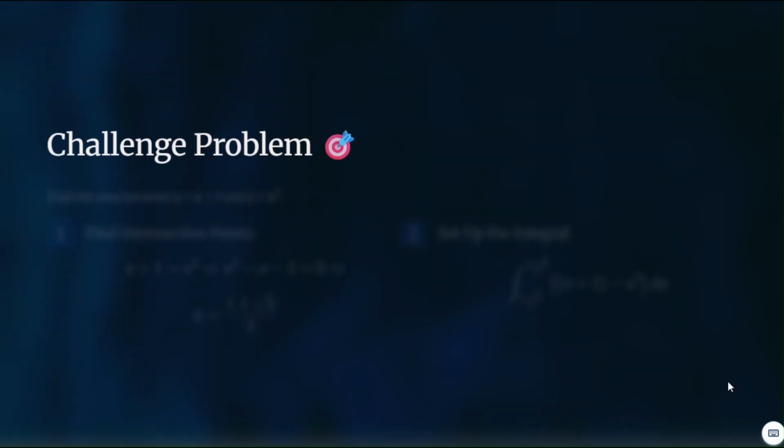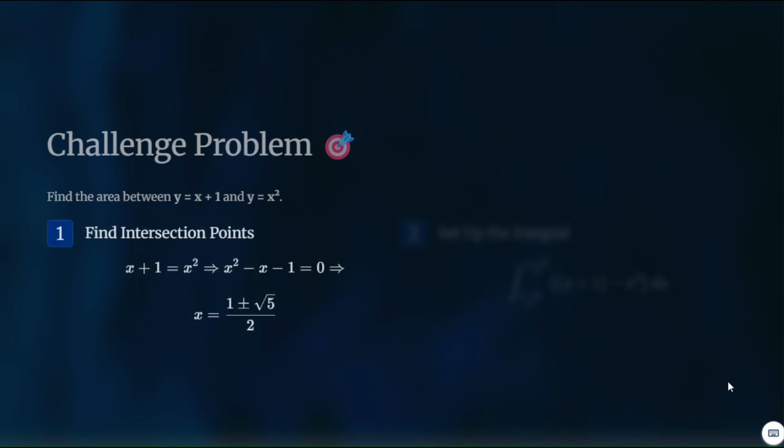So here's your challenge for today. Find the area between y equals x plus 1 and y equals x squared. No interval is given to you, so you'll first need to find the points of intersection. In order to do so, you must let x plus 1 be equal to x squared. So let the two functions equal each other and then solve for x.